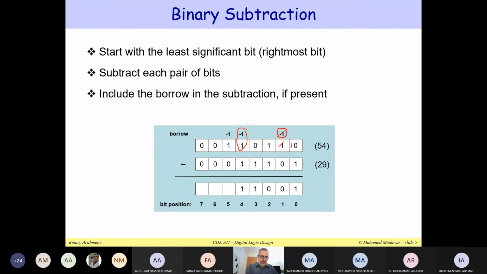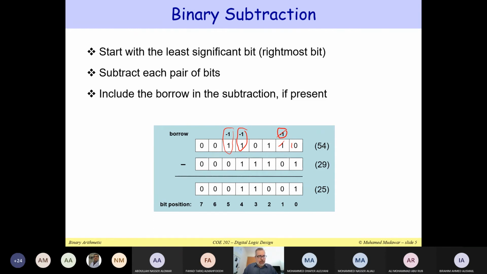Now this becomes 0. 0 minus 0 is 0. And the rest is 0 with no borrow. 0 minus 0 is equal to 0. That's it. Now, what is this number? It is 16 plus 8 plus 1. It is 25, as we expected. So we got 25.